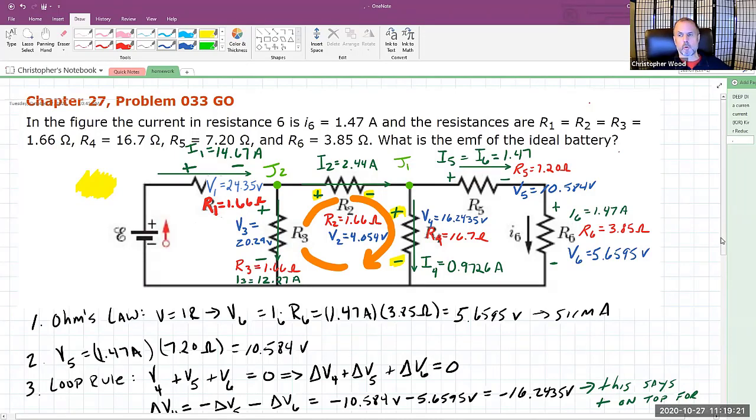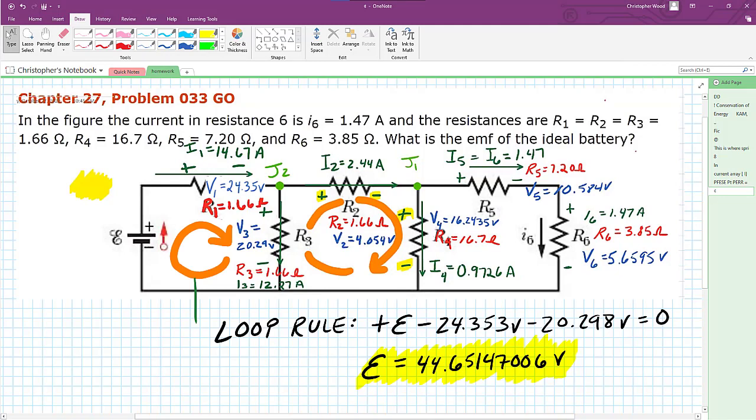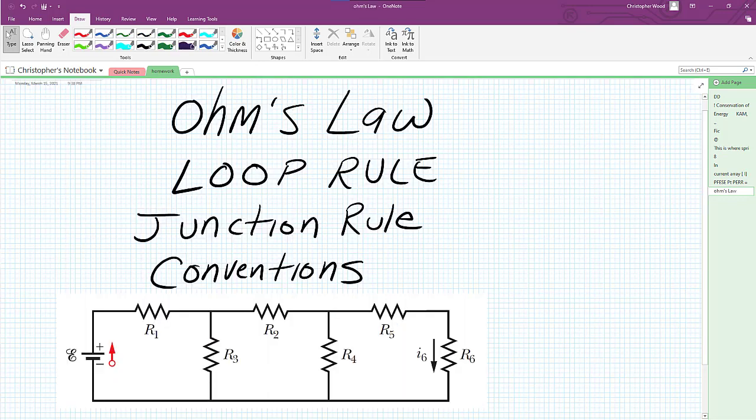And one last loop rule. Going clockwise around this loop, I can see that the voltage gain I get from my battery, my EMF, minus the voltage drop across resistor 1, minus the voltage drop across resistor 3 must equal 0. So this is my final EMF value. If I have a battery with this voltage, I will get 1.47 amperes flowing through resistor 5 and resistor 6. That's it. The solution to this problem really does a good job reinforcing Ohm's law, the loop rule, the junction rule, and a lot of conventions.